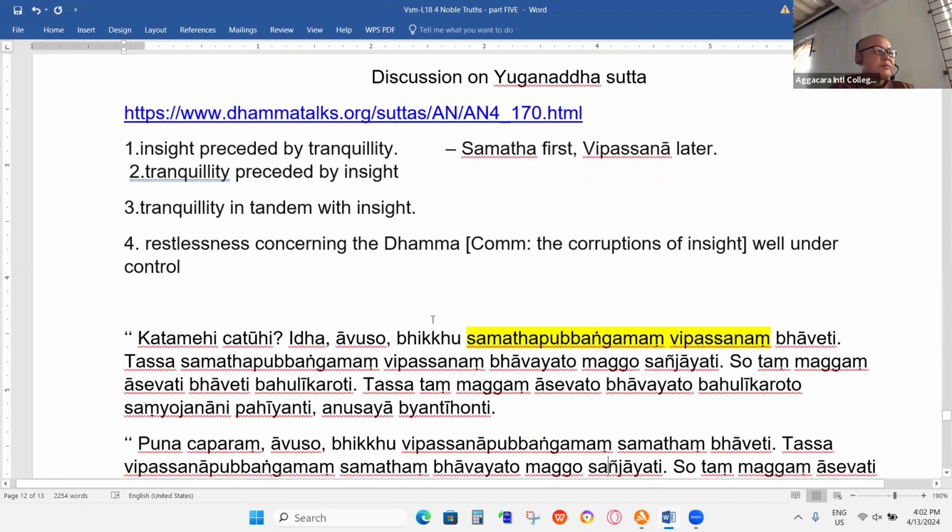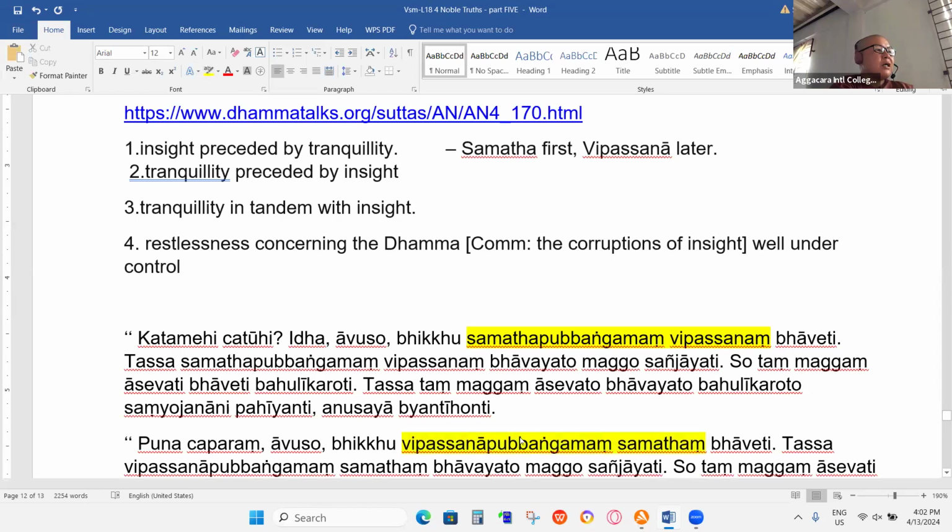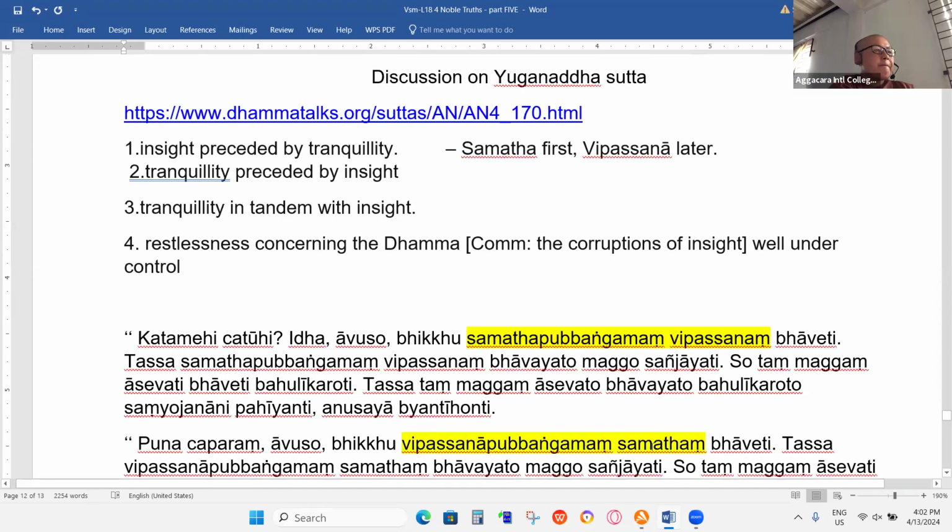But according to the same sutta, Yuganaddha Sutta, some people practice samatha preceded by vipassana. Samatha is tranquility, so this means vipassana first, samatha later. Tranquility preceded by insight. So this means that you don't need to focus on jhana. You can just focus on vipassana.